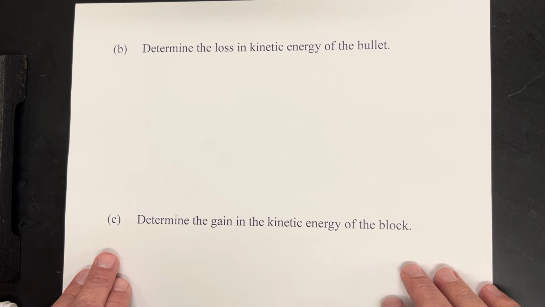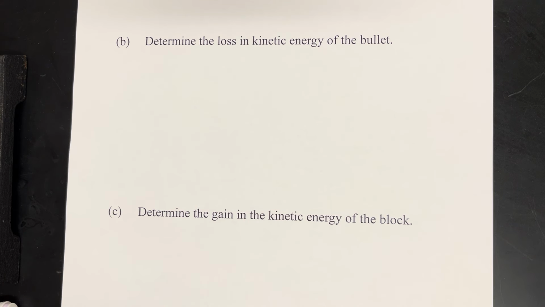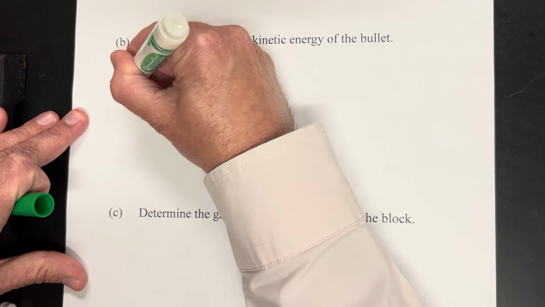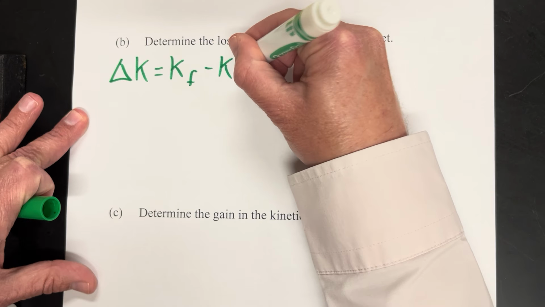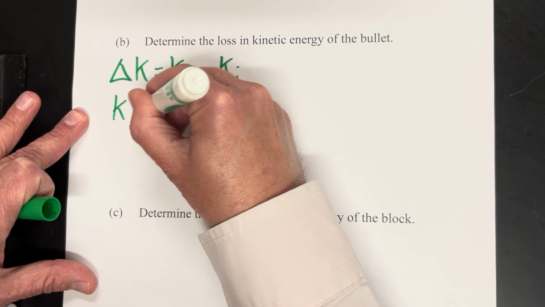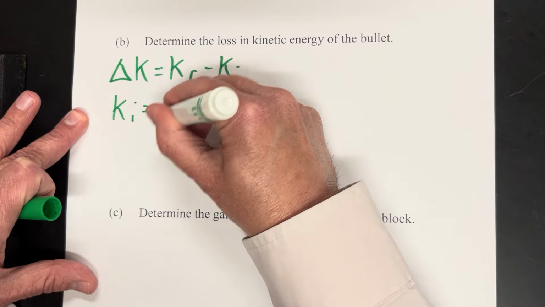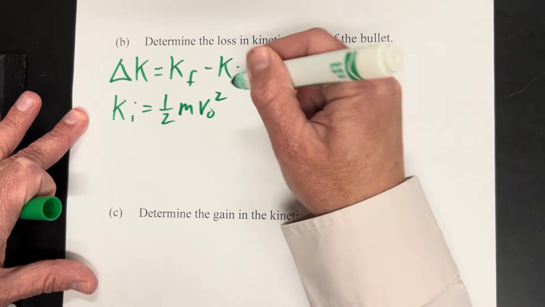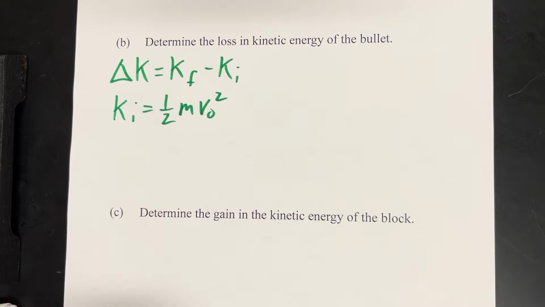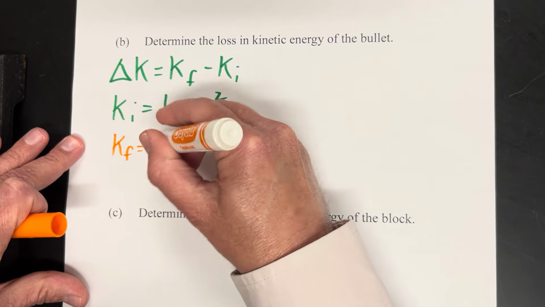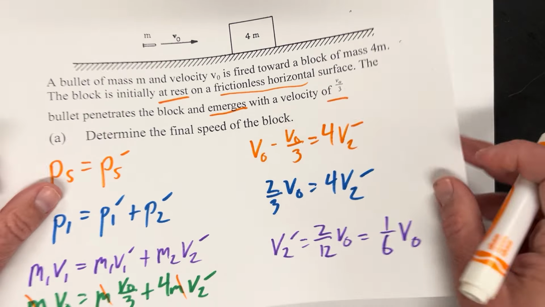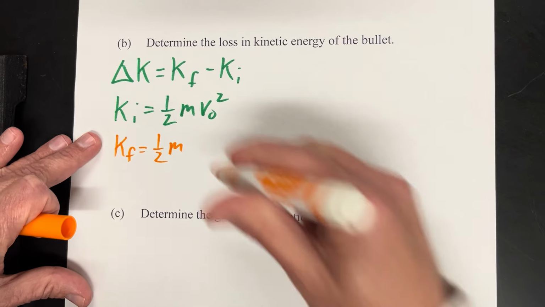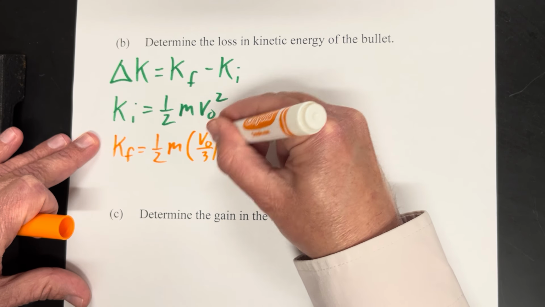Now it says determine the loss in kinetic energy of the bullet. The change in kinetic energy is the kinetic energy final minus the kinetic energy initial. The initial kinetic energy of the bullet is 1/2 times its mass times the original velocity squared. Now let's find the bullet's final kinetic energy. It's 1/2 times its mass, and remember they say its final speed is v0 over 3, so we plug that in and get v0 over 3 squared.